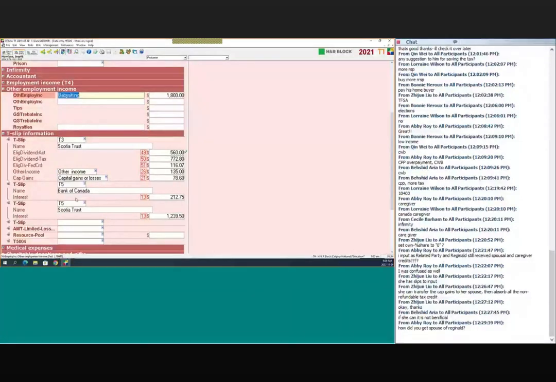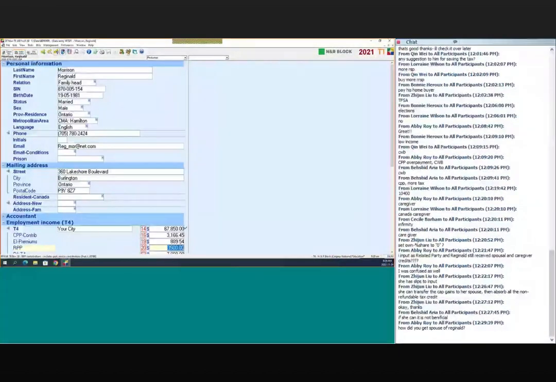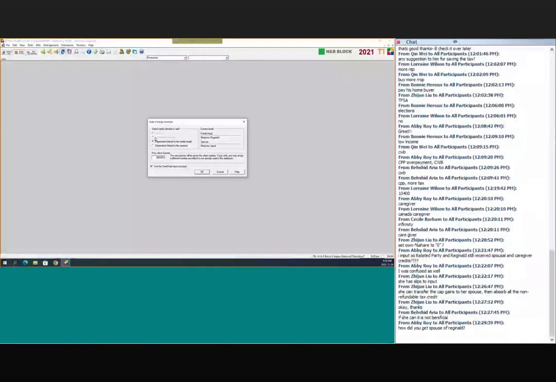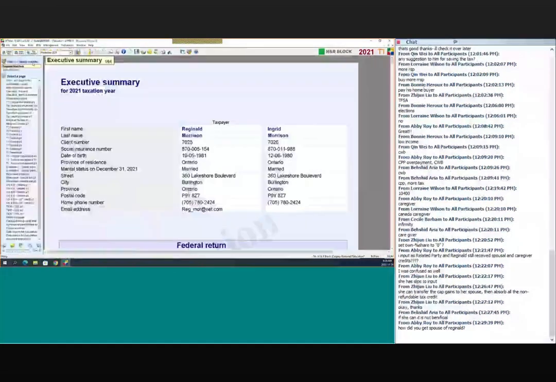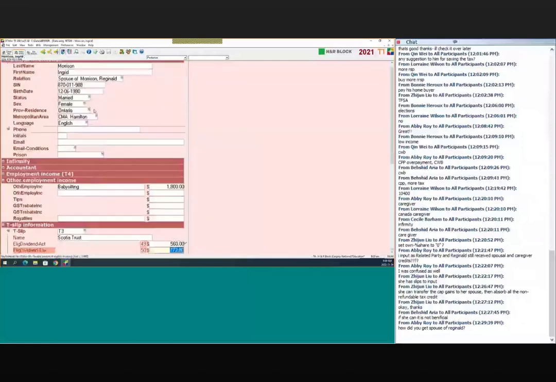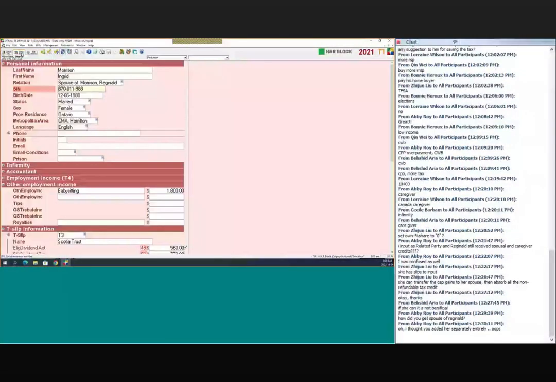How did I get spouse of Reginald? I don't know what you mean. I went in. I added it. Again, you go here and you add a new family member and you select one of them. Is that what you're talking about? I just selected spouse of, and it automatically said spouse of. Yours didn't say that? No. She's linked. No, she's linked.